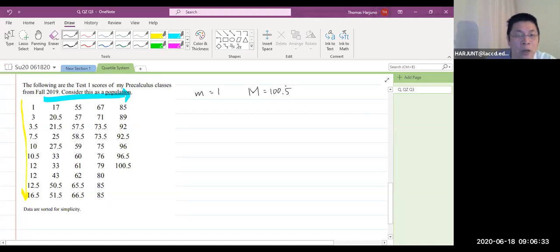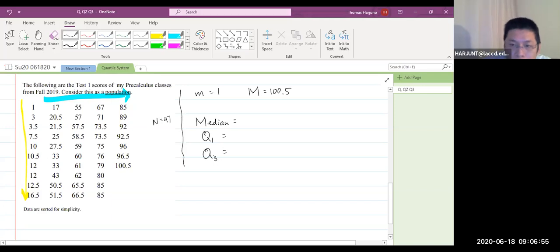Now, my question is, I would like you to do this during the break. Find the median, first quartile, and the third quartile. Let's see how many data here. 47. N equals 47. Together with your break, let's say you do this in 4 minutes and then a 5-minute break. We come back at 9:17.